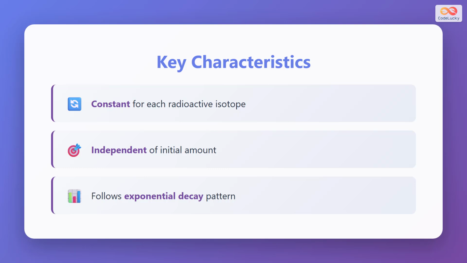Half-life has three important characteristics. First, it is constant for each radioactive isotope. This means that carbon-14, for example, always has the same half-life regardless of where or when you measure it. Second, the half-life is independent of the initial amount of the substance. Whether you start with 1 gram or 1,000 grams, the half-life remains the same. Finally, radioactive decay follows an exponential decay pattern, which means the quantity decreases by the same fraction during each equal time period.